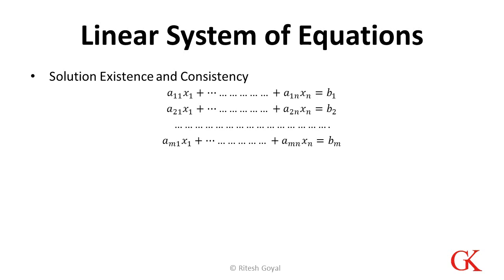Why are we saying just understanding? Because we will explain existence and consistency in detail in rank of a matrix, but here we will see what existence and consistency mean. So here we have a system of m equations, n unknowns, and obviously b1 to bm are the resultant right hand side parameters.